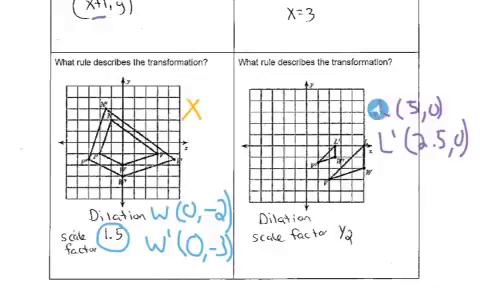Be careful, you always start with L, remember, the letter without the prime, and you go to the letter with the prime. Like I said, you could have picked L's or V's to compare, or W's. Whichever one you wanted, you would still get that it was a scale factor of 1/2.